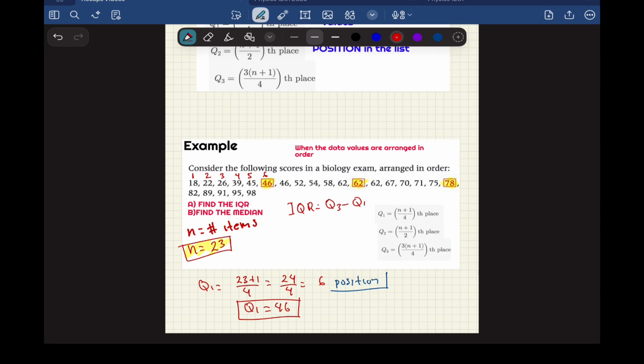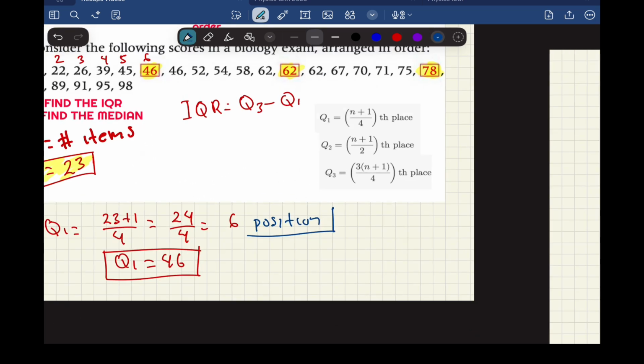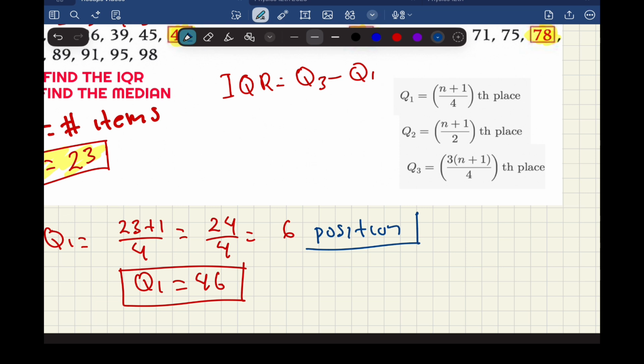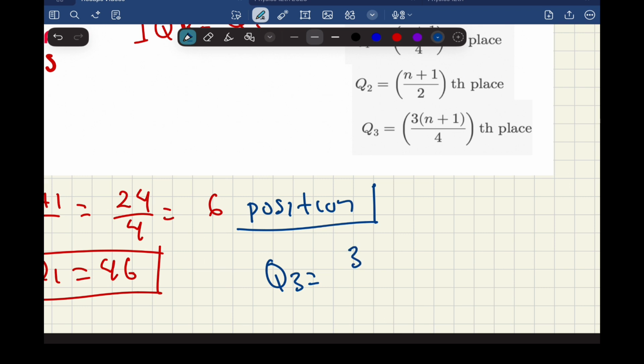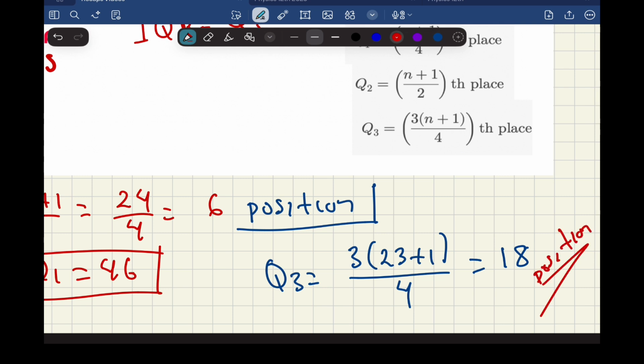Then what would be Q3? As you can see, for finding Q3, according to the formula, this one, we can say it is 3 times 23 plus 1 divided by 4. Okay, I'm going to use my calculator to do this. So it's 3 times 24 divided by 4, and this is 18. Again, this is the position, okay, position, always.